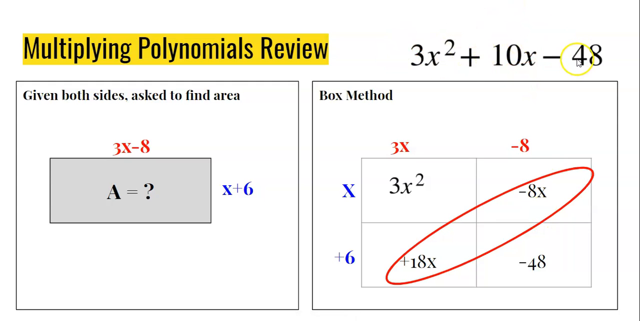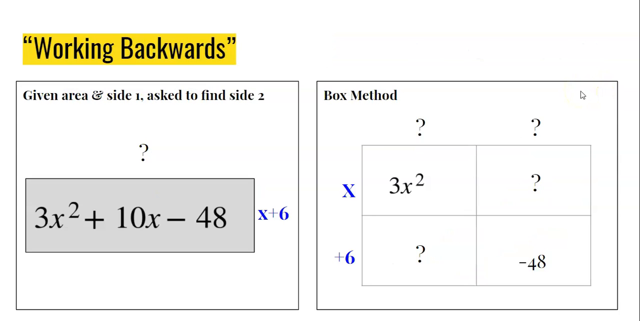And as a reminder, when we write our answer, we write it in descending order with largest exponent first. So this is exponent 2, technically exponent 1, no exponent. So during class, what we're going to be doing is this time they're going to give us the answer. They're going to give us the area. They're going to give us one side. We have to find the other side. So we're going to kind of have to work backwards, which is where the division comes in.